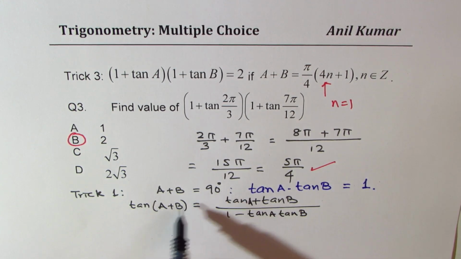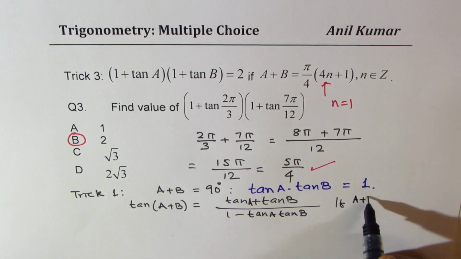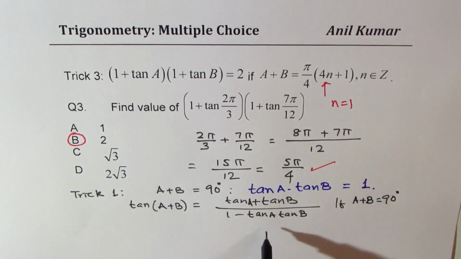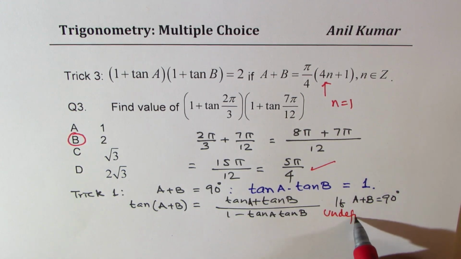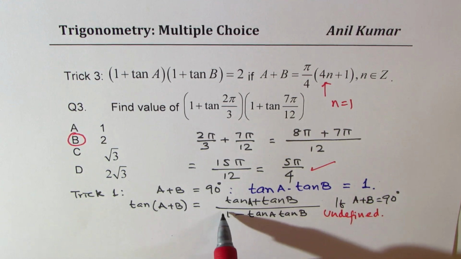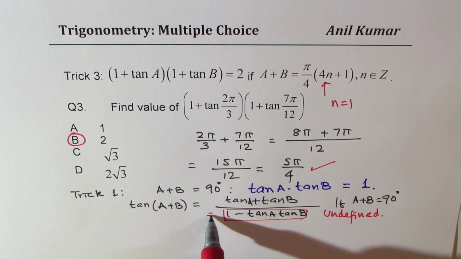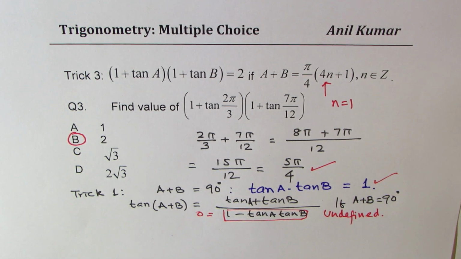Now, if A plus B is 90 degrees, it is undefined. So, if A plus B equals 90 degrees, then the denominator should be 0, right? That means undefined. Tan 90 degrees is undefined. And that means this part should be equal to 0. And that gives us the trick that tan A tan B should be 1. So these two tricks could be derived from the same compound angle formula for tan.